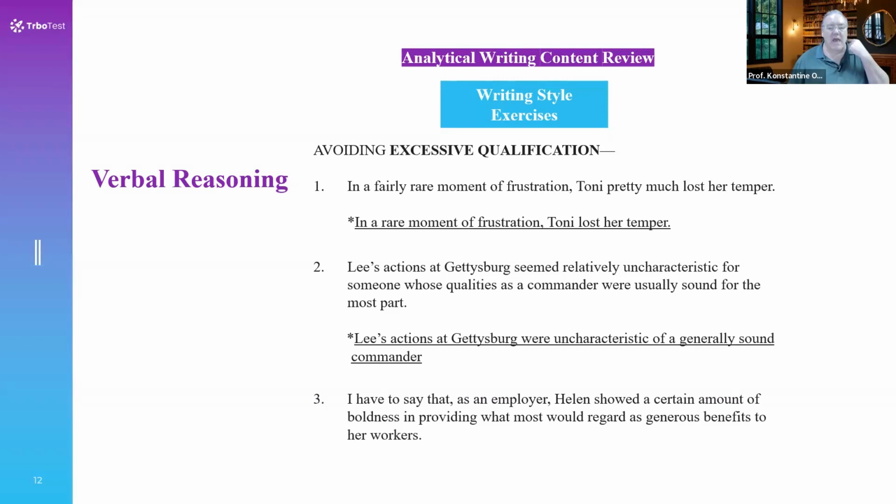Number three, I have to say that as an employer, Helen showed a certain amount of boldness in providing what most would regard as a generous benefit to her workers. A lot of words there that are wasted. Helen showed boldness by providing generous benefits to her workers. See how it's concise, it's clean, it comes right to the point. It says the same thing without wasting all the words and the time. It also lessens the chance for confusion because it eliminates all those extra words.